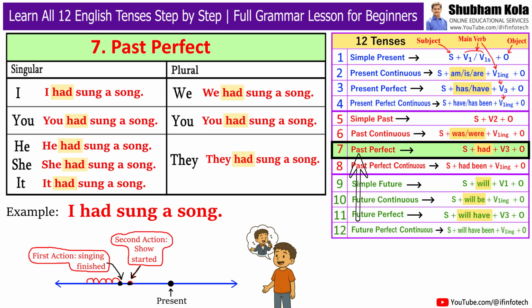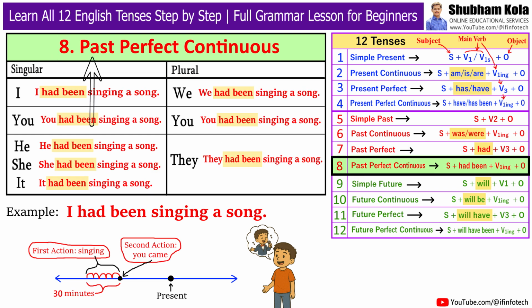Now the seventh tense is past perfect tense. Now imagine two past actions, one happened before the other. Let's say before the show started, I had already finished singing. Then I say I had sung a song. Here we are using had plus V3 form, that is sung. This is used when we talk about something that happened before another past moment. Always use had with all subjects.